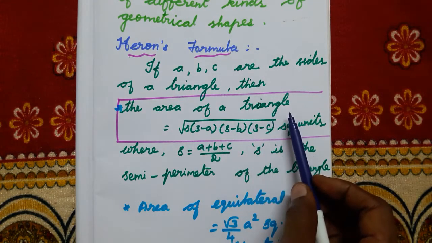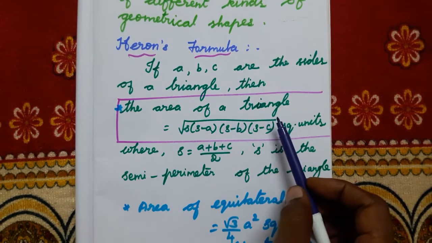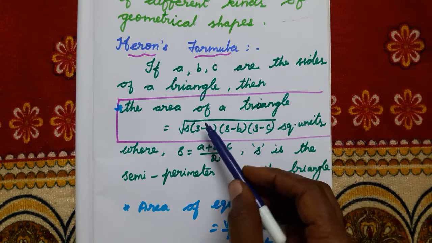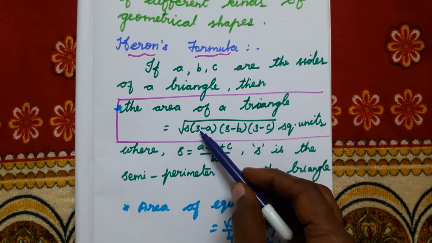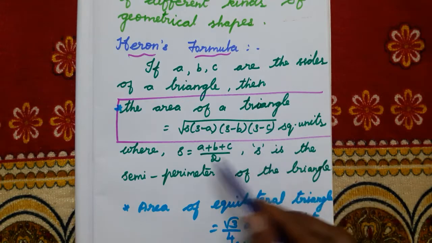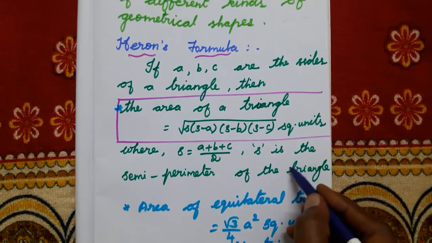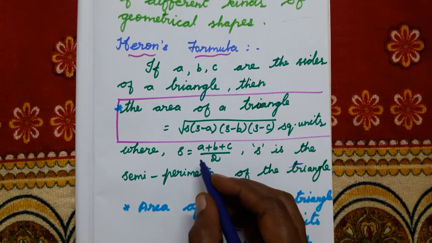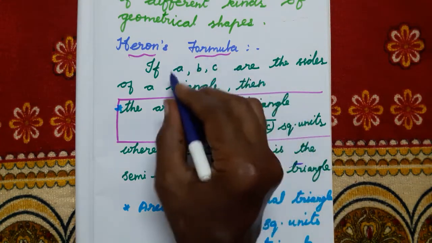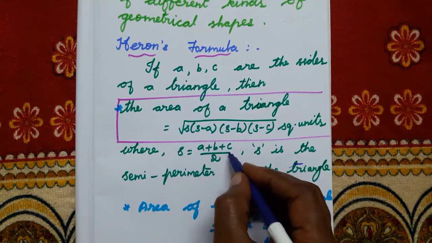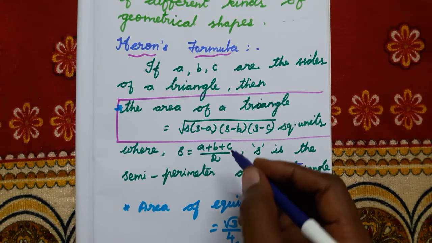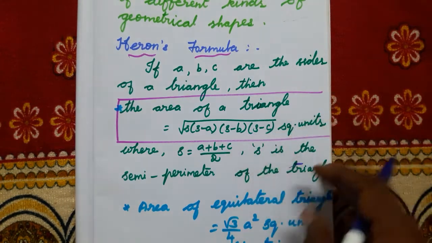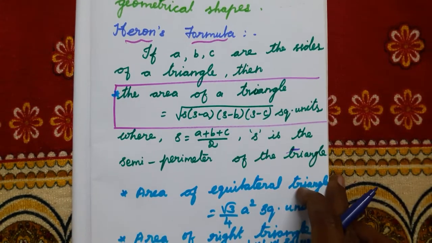Area of triangle is equal to root of S into (S minus A) into (S minus B) into (S minus C). Here, what is S? S is the semi-perimeter of the triangle. That is, we have to add the sides and divide by 2. S is equal to (A plus B plus C) by 2.